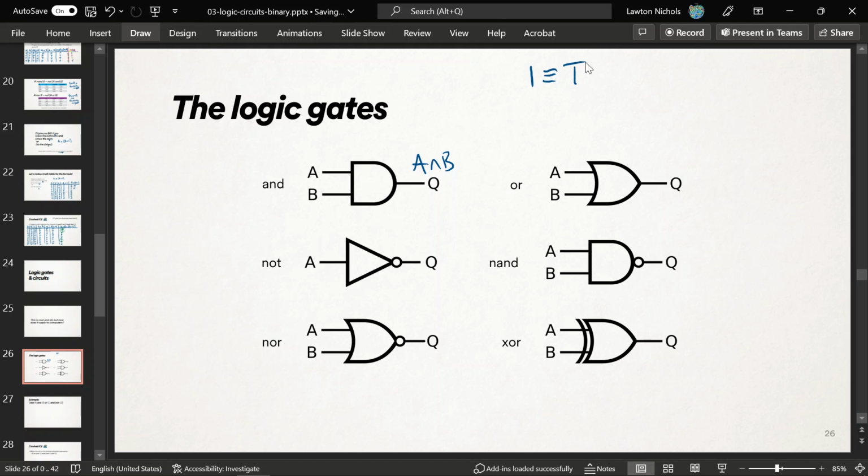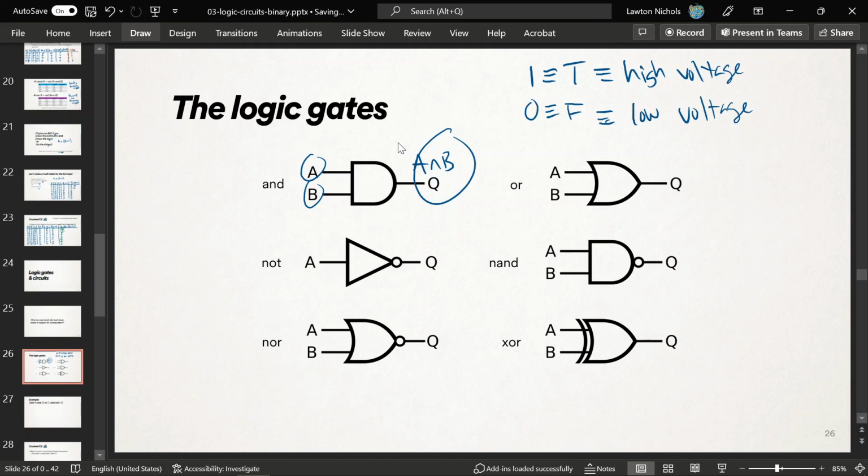So 1 is true, and 0 is false, right? Also, you can think of true as high voltage if you're an engineer. That's what 1 really is, voltage. And false is low voltage. However you want to think about it. But if you plug in true and true, it's going to send out along this wire true. Otherwise, it's going to be false, right? It's performing the AND operation. The NOT gate is sometimes called an inverter.